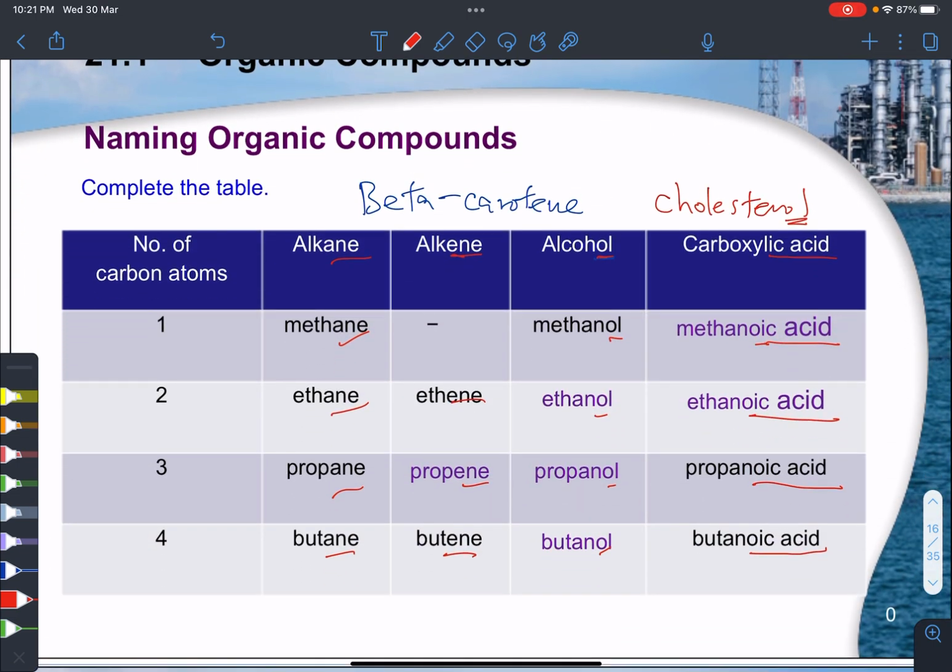So this is a table, nothing new. Carboxylic acid, okay, so 1 carbon, methanoic acid. 2 carbon, ethanoic acid. Wow, you see that it has a pattern. It really has a pattern to it. So I'm like, cool, bring it on.